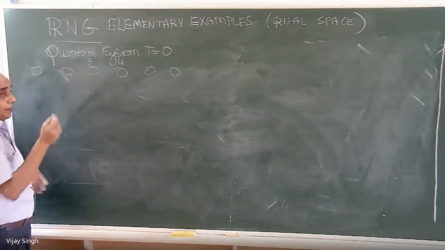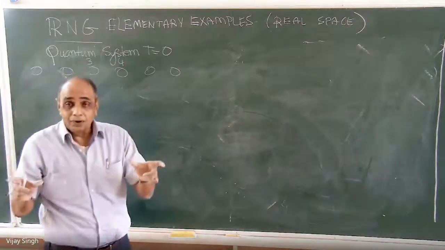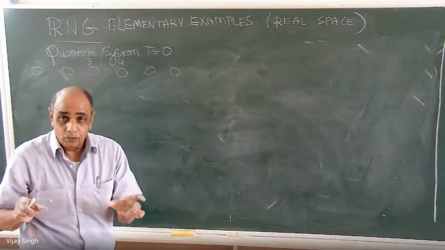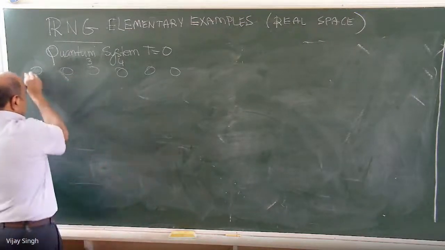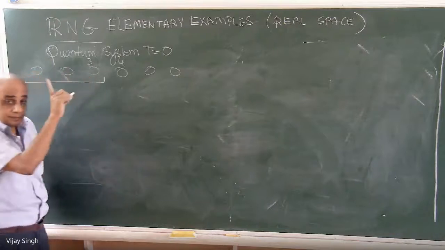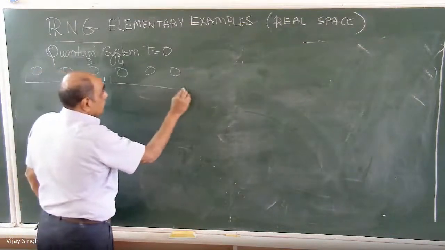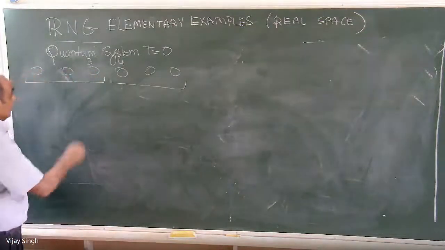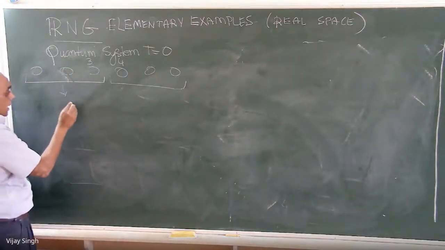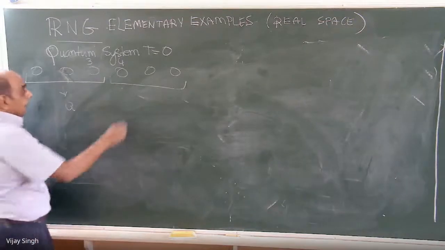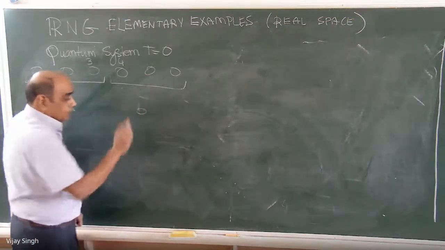And now what I do is I group. I'm doing a real space renormalization group in which I will group things. This whole thing is 1. I'm not decimating. This whole thing is 1. And I say I'm going to replace this by another site called A, and I'm going to replace this by another site called B.